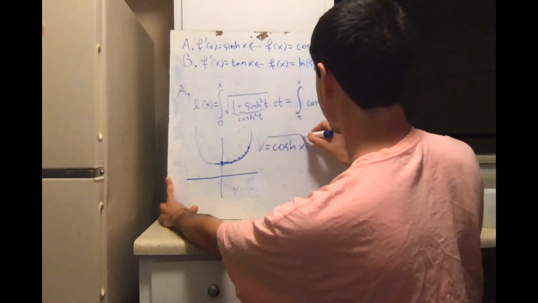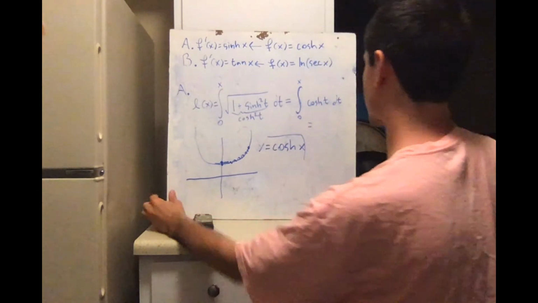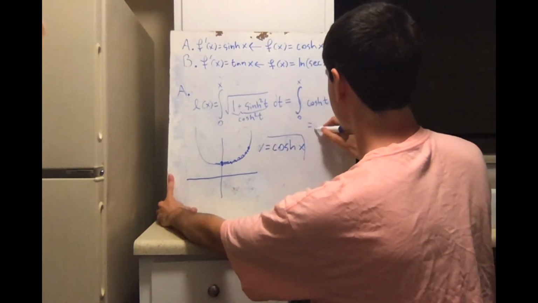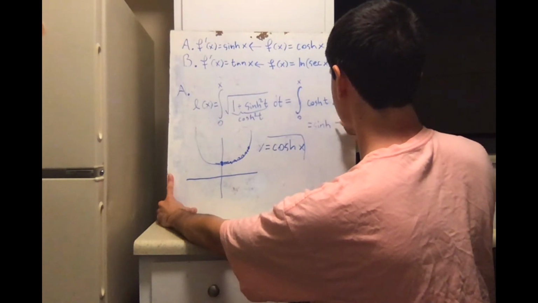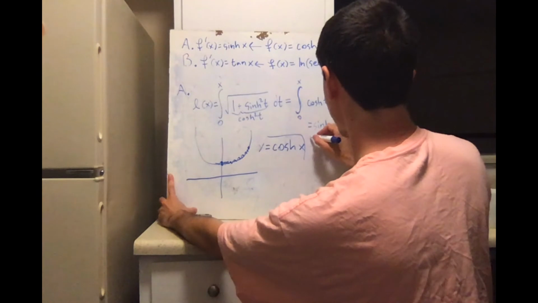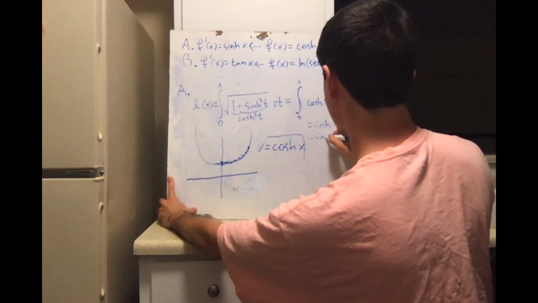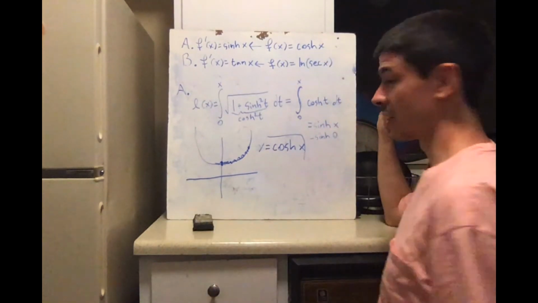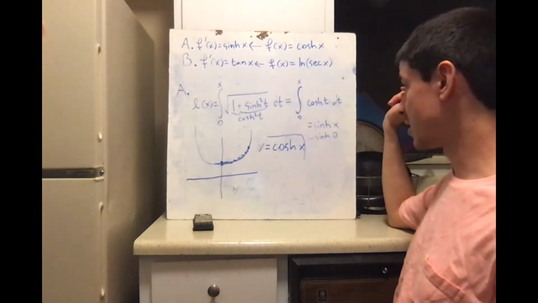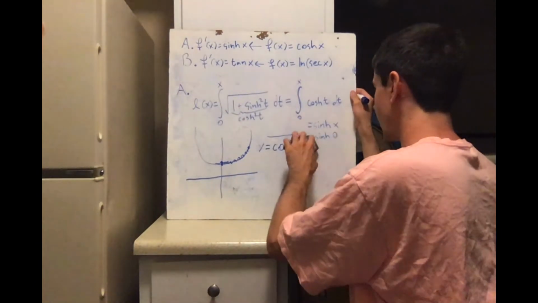and this is just going to be sinh x minus sinh 0, but sinh 0 is just 0.